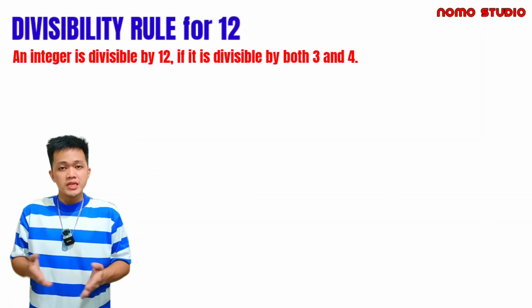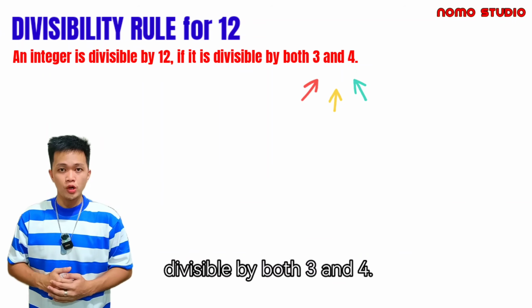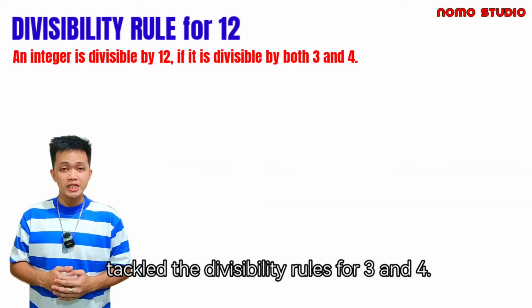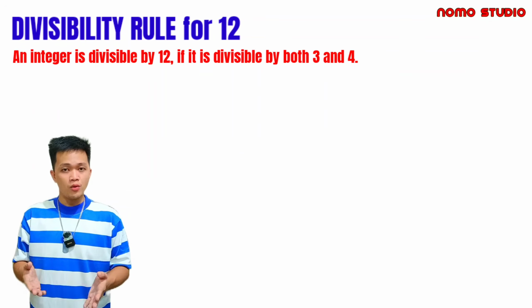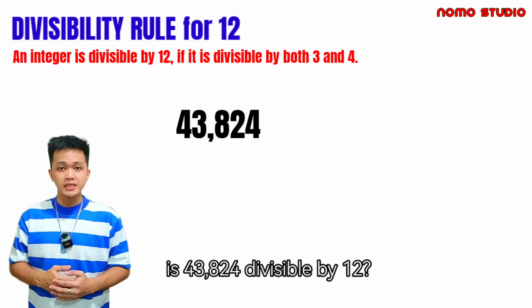Now, in the divisibility rule for 12, this is easy if you know the rules for 3 and 4. Since an integer is divisible by 12 if it is divisible by both 3 and 4. Again, sa part 1 ng video na to, we already tackled the divisibility rules for 3 and 4. At ang link ng video ay nasa description below. Now, let's have an example. Is 43,824 divisible by 12?